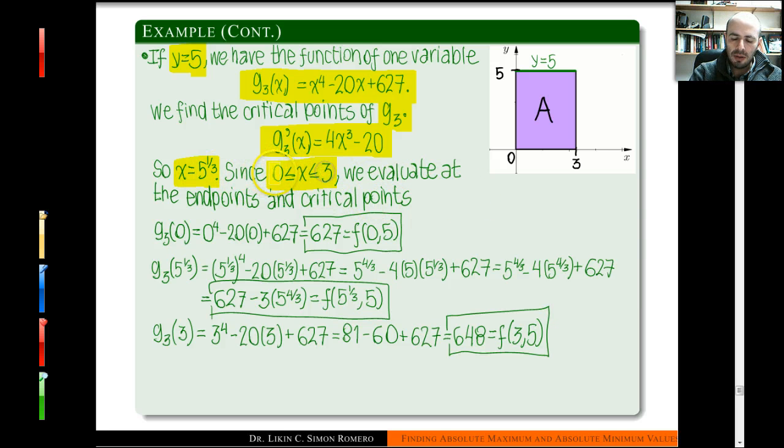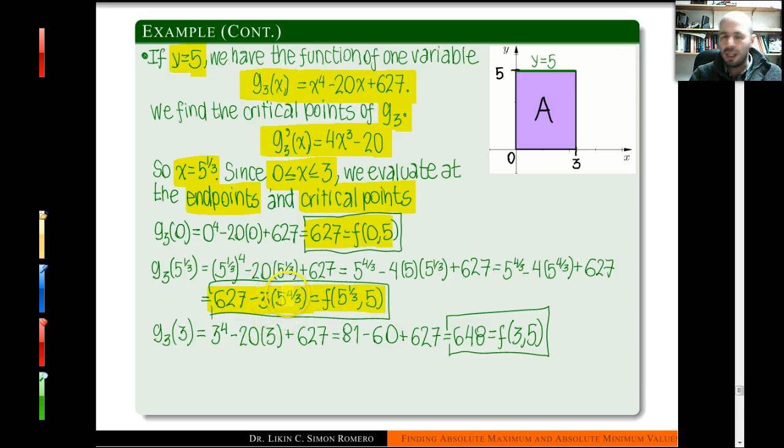So the cube root of 5. Since x is between 0 and 3, we evaluate at the endpoints that are 0 and 3, and the critical point that happens to be the cube root of 5. The cube root of 5 certainly falls between 0 and 3, so we have to evaluate. So we start at 0. At 0, we have x equal to 0, y equal to 5, so we end up with 627. At the critical point, we're going to have 627 minus 3 times this expression right here, and that's going to be f of that.